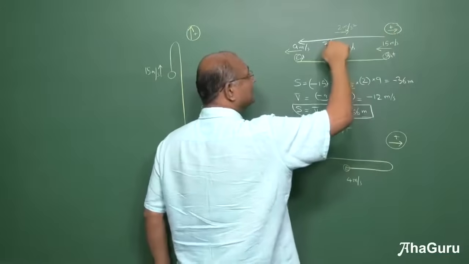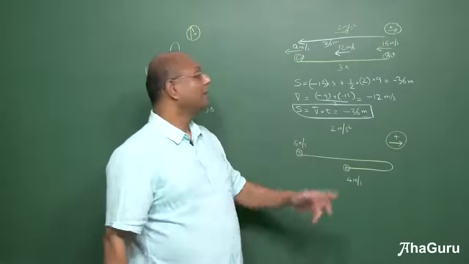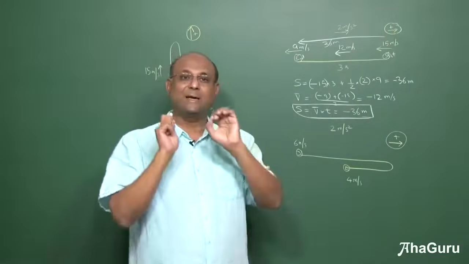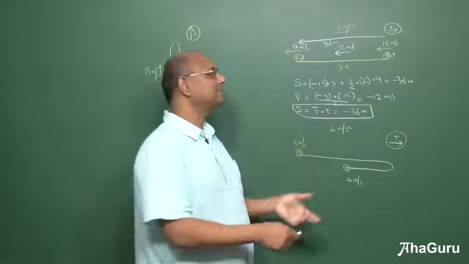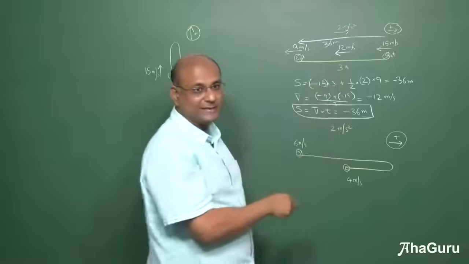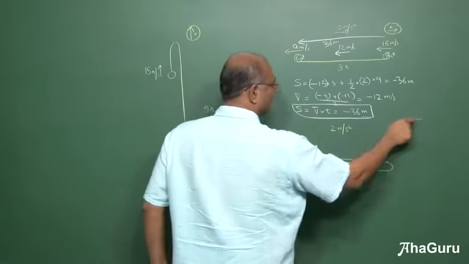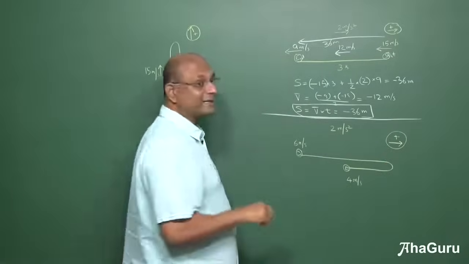That is plus. So this displacement value, if I don't give you the direction, I should say it is minus 36. Minus 36 means this way. Or I can say 36 meters in this direction. Both are the same statement. So I hope that is clear. Now let us do another question.